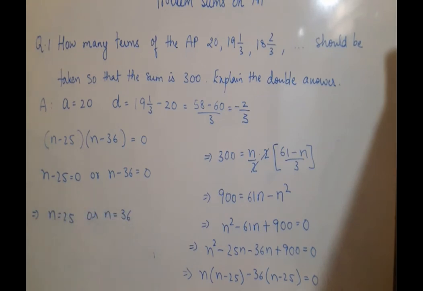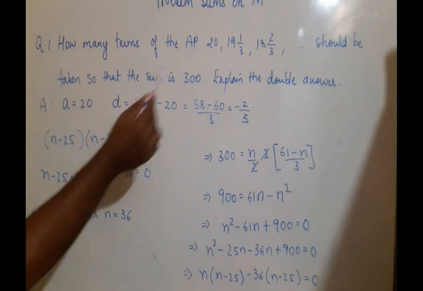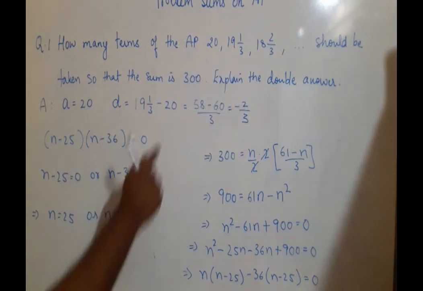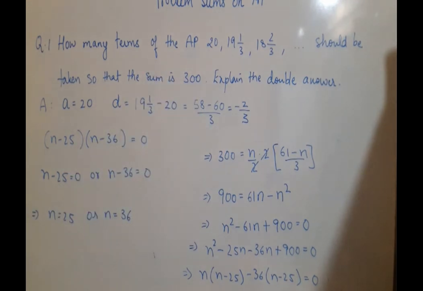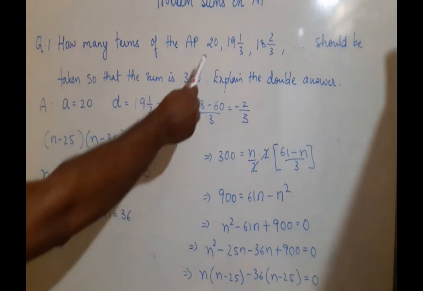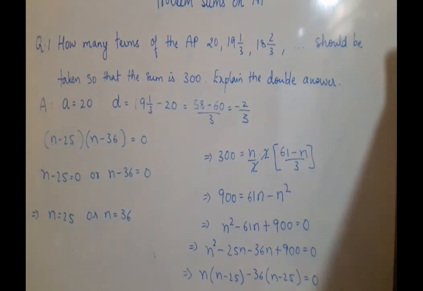So now, like the sum says, we have got a double answer. How do we explain the double answer? If you take the sum of the first 25 terms of this series, you get the sum 300. Okay? But when you continue up to 36, what do you see here? How can you explain that? If you see, this sequence is a decreasing sequence. It is decreasing. So at one point it will reach 0. And after 0 you will have the negative terms.